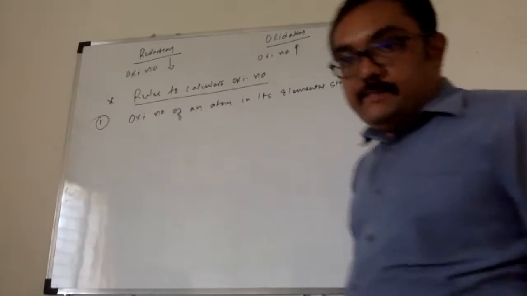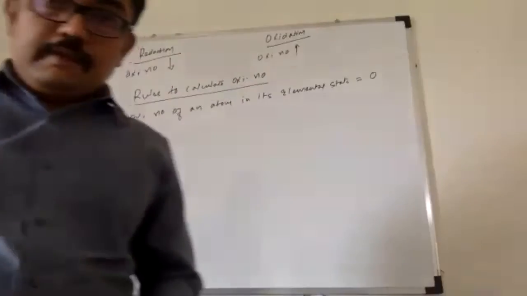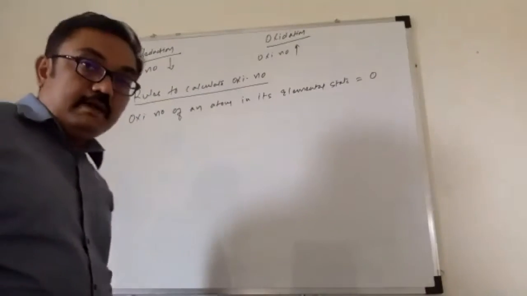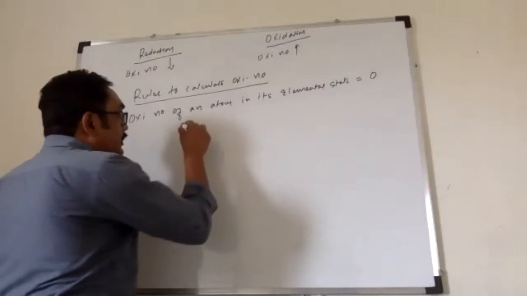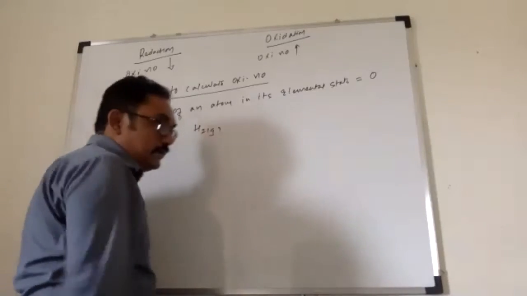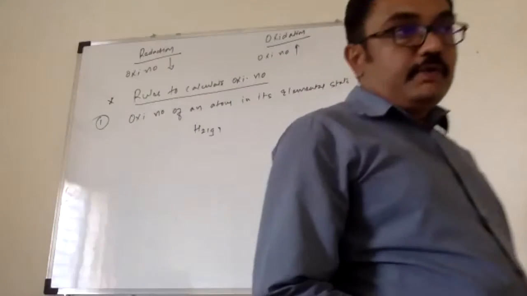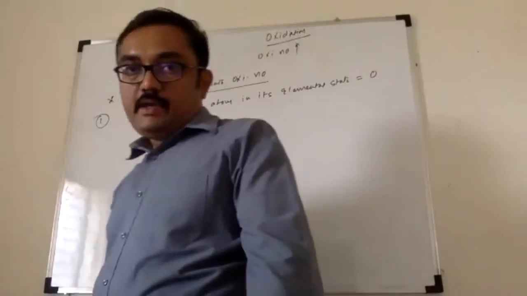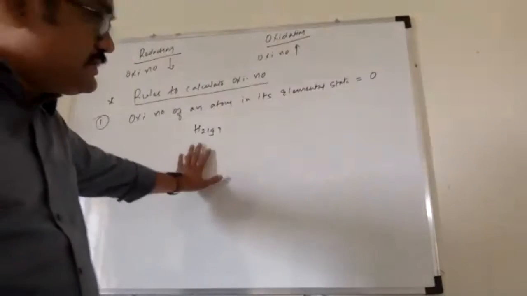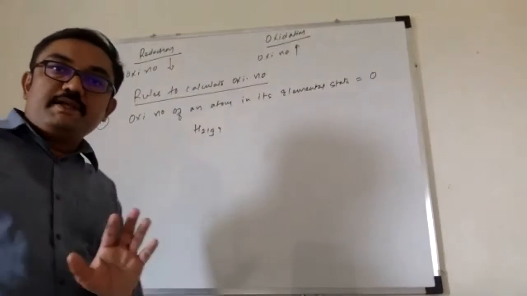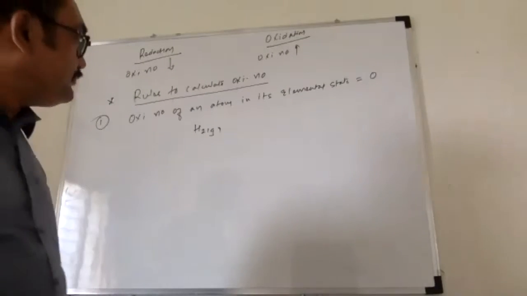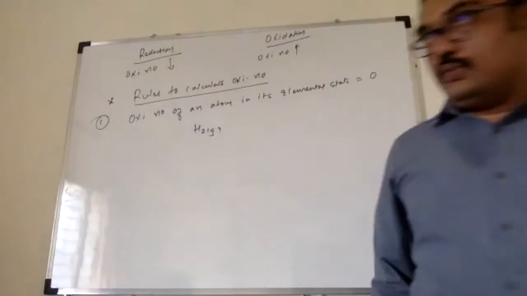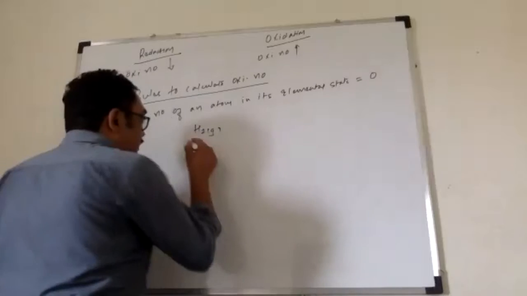Now, what do you mean by elemental state of an atom? Suppose I ask what is the elemental state of hydrogen. Hydrogen is H2. That is the elemental state of hydrogen. So in any chemical reaction, if you see hydrogen on the reactant side or product side in the elemental state, take oxidation number 0. What is the elemental state of oxygen? O2, gaseous state.